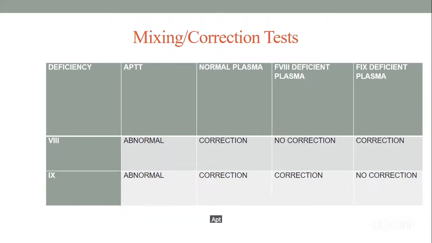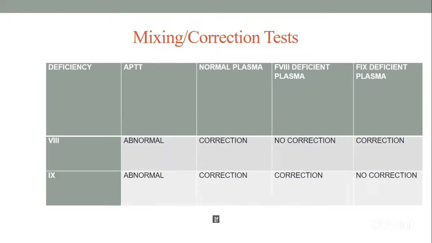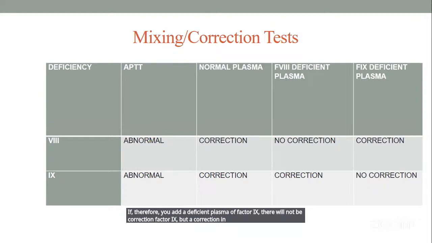APTT is abnormal in both. Normal plasma added, there is a correction. A deficient factor 8, if it is factor 8, no correction. Factor 9 automatically will see there was a correction. Therefore, if you add a deficient plasma of factor 9, there will not be correction in factor 9, but a correction in factor 8. It is a simple thing.